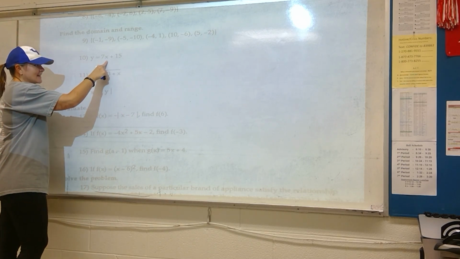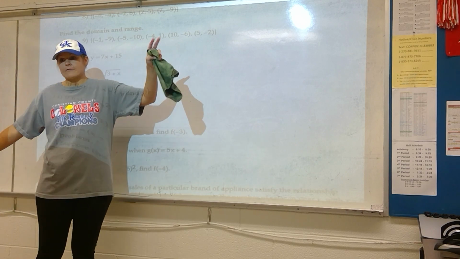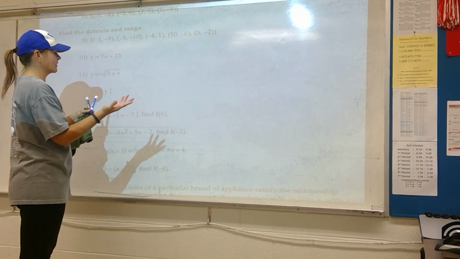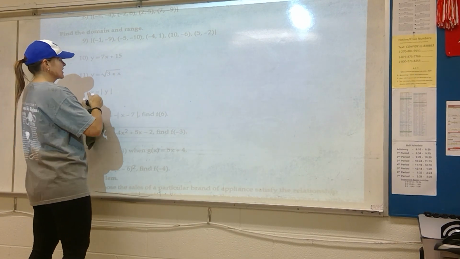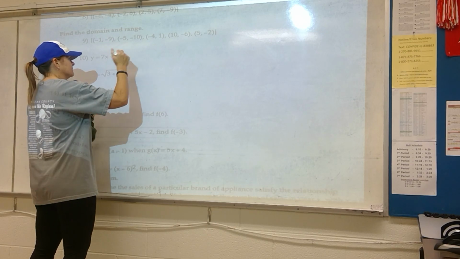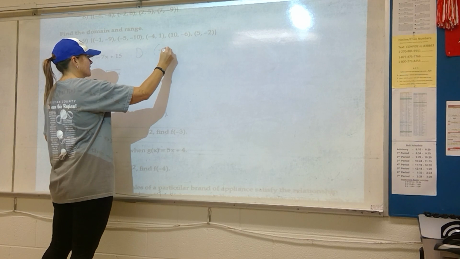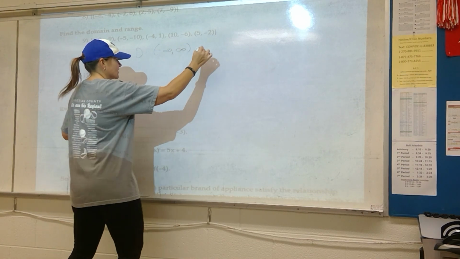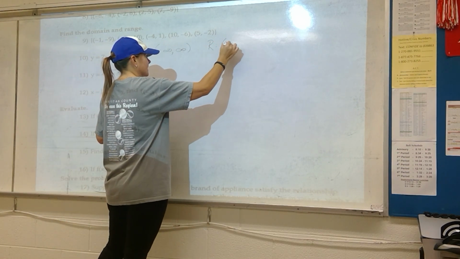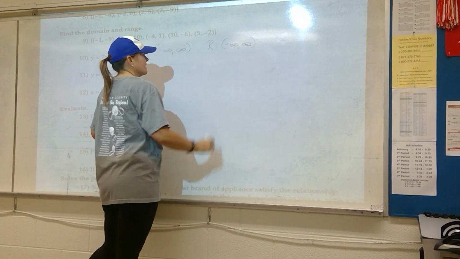Number 10 is a line. A line goes left forever, right forever. So if you were to graph it on your graphing calculator and you looked at domain, domain is x. X is going to go left forever, right forever, so -infinity to infinity. Range is going to go up and down forever, so that's -infinity to infinity.